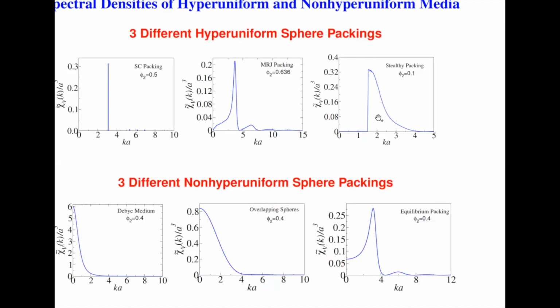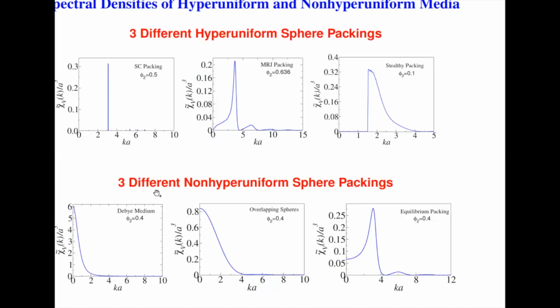And here is an example of a stealthy packing. You can see that the character of this is quite different than the character of this one, because here, from 0 up to this cutoff, the spectral density is exactly 0.